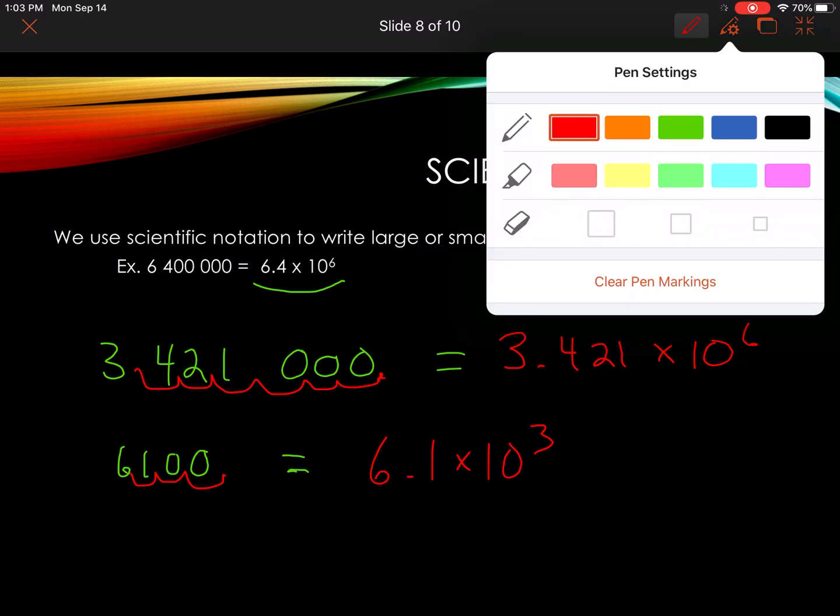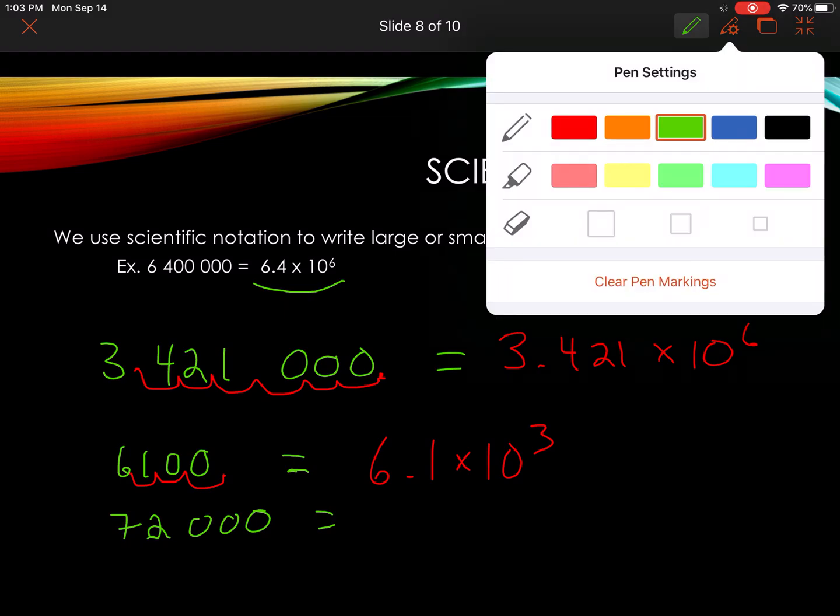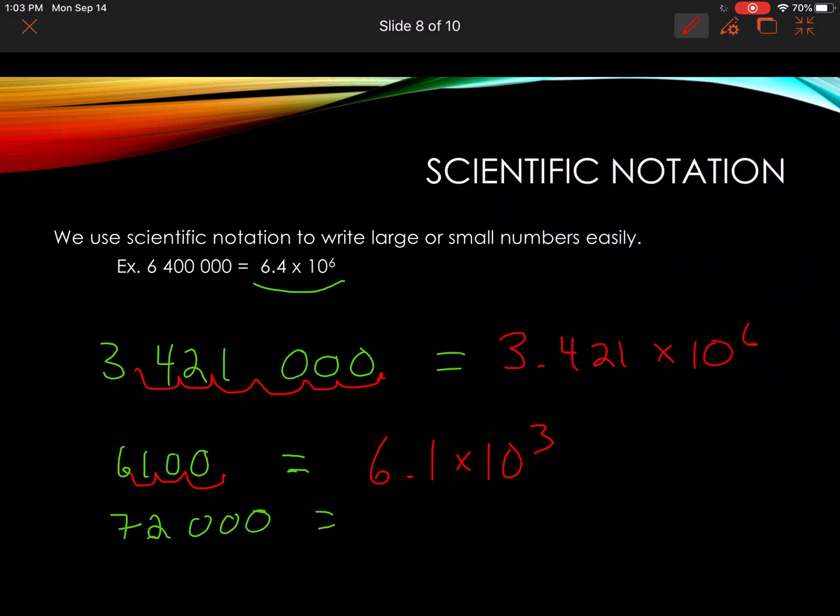So try this one on your own: 72,000. Just pause the video and do it. Okay, so you imagine the decimal here, move it over 1, 2, 3, 4 times. So 7.2 times 10 to the 4th ends up being your answer in scientific notation.